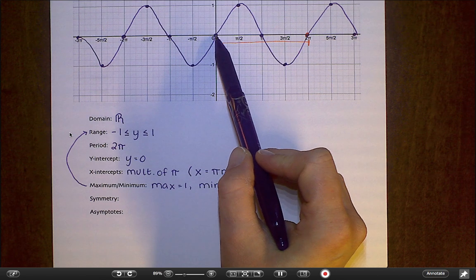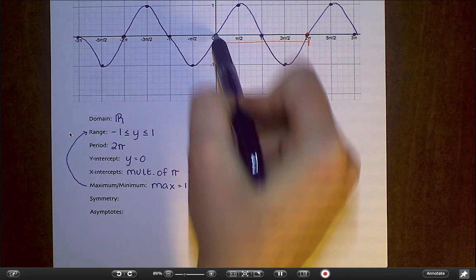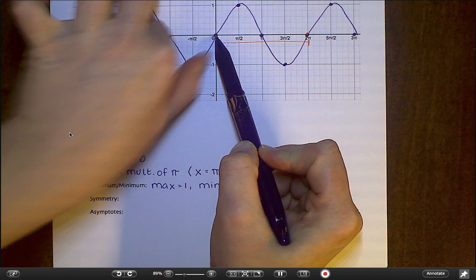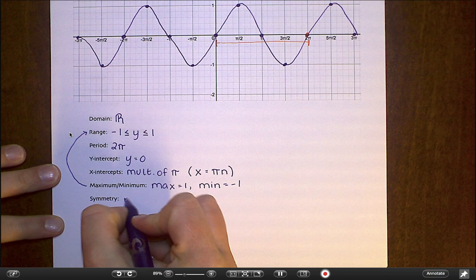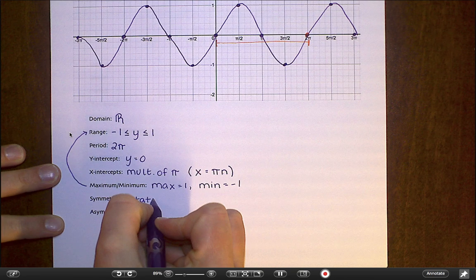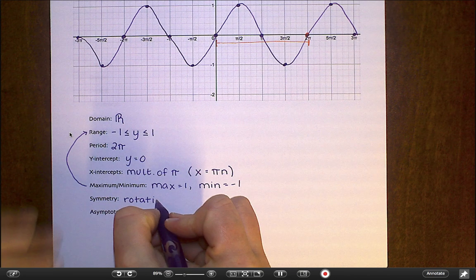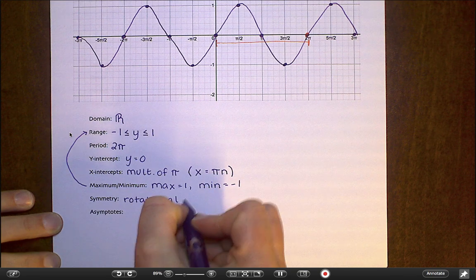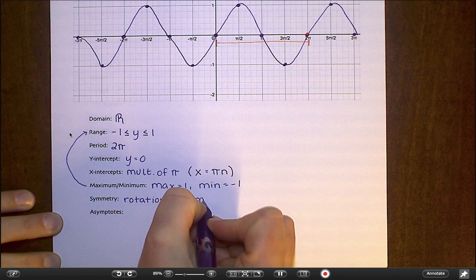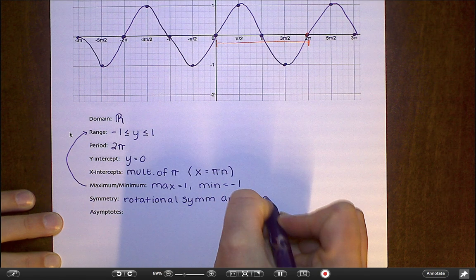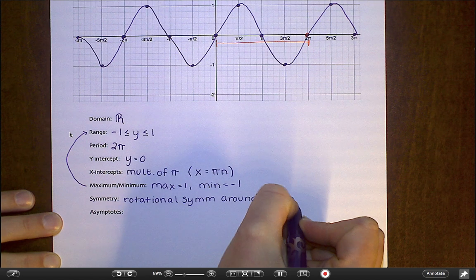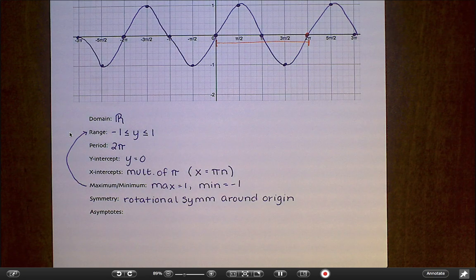But it has what's called rotational symmetry. If I put my pen right here on the origin and I spin this graph 180 degrees, it would land back on itself. So we say this has rotational symmetry around the origin. And again, I don't find that to be a super critical concept right now, but I do know your book is going to ask about it. So you'll want to make sure you have it written down.